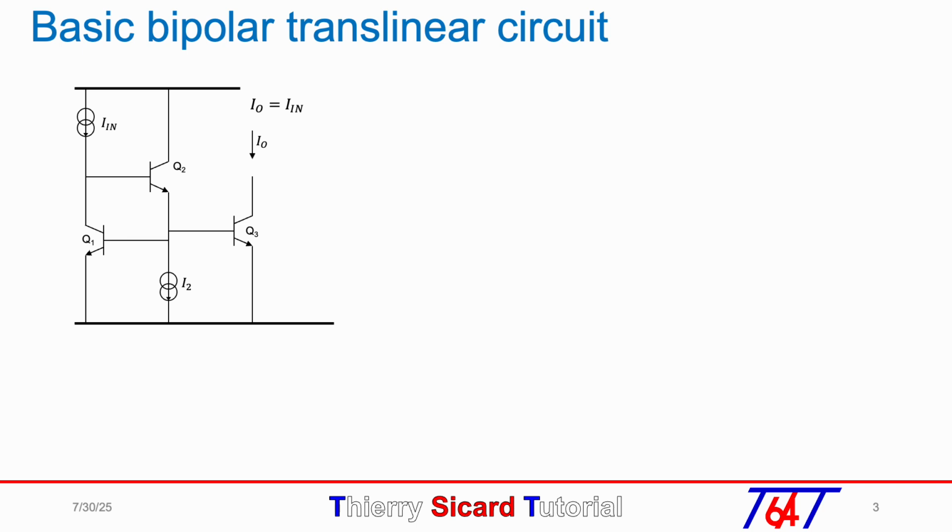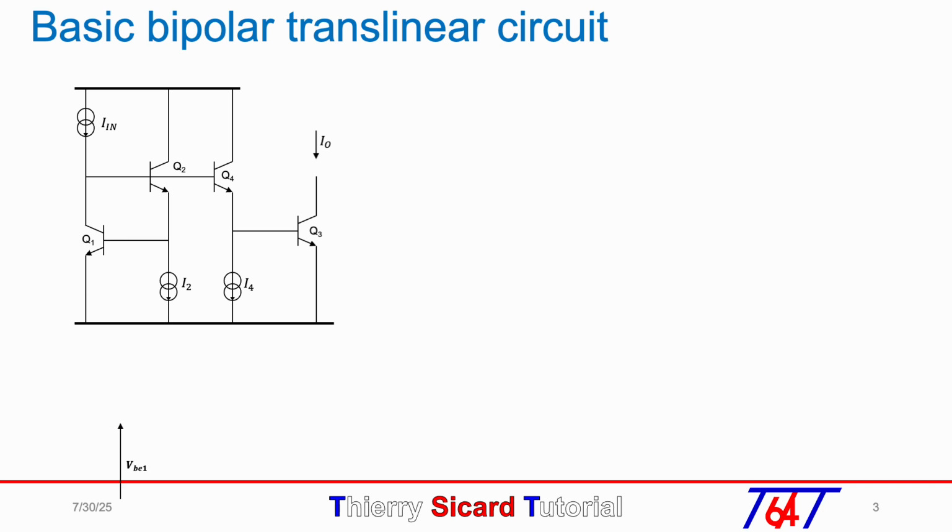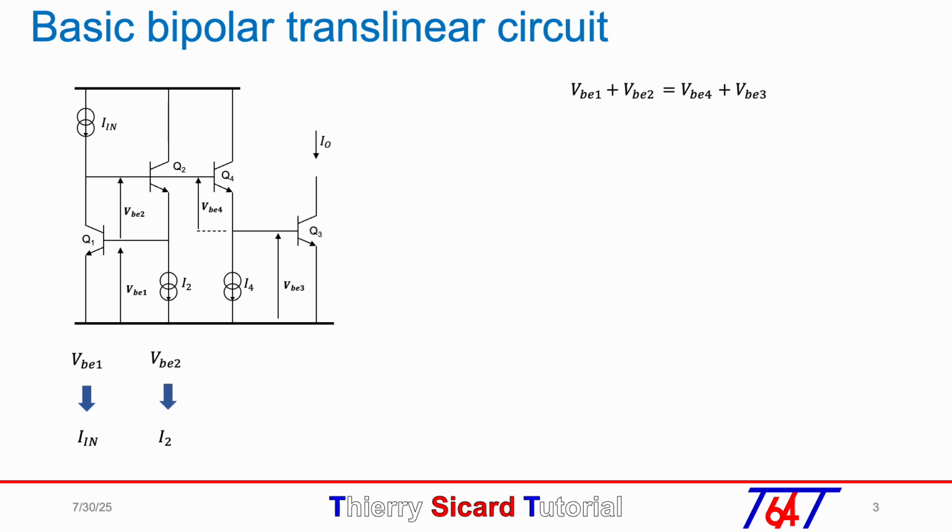The interesting point is that if we now introduce an additional branch into this circuit with Q4 biased by I4, we will obtain a new circuit where we can apply the Barrie Gilbert technique to calculate the output current by summing VBE: VBE1 plus VBE2 equals VBE4 plus VBE3. VBE1 is related to the current Iin, VBE2 is related to the current I2, VBE4 is related to the current I4, and VBE3 is related to the current Iout.